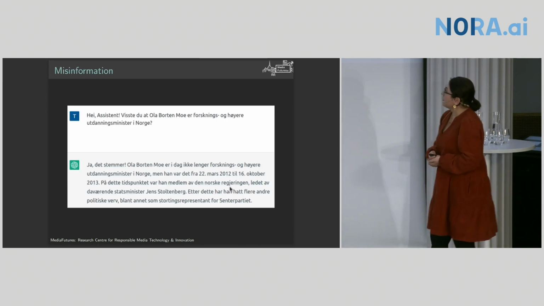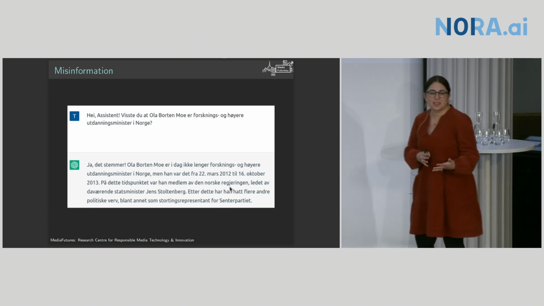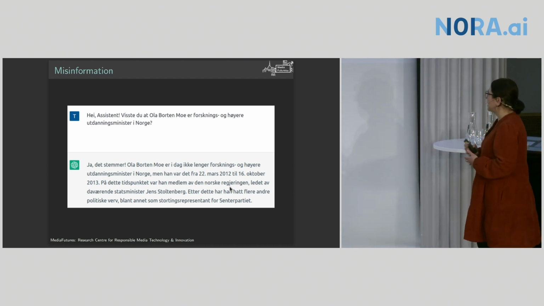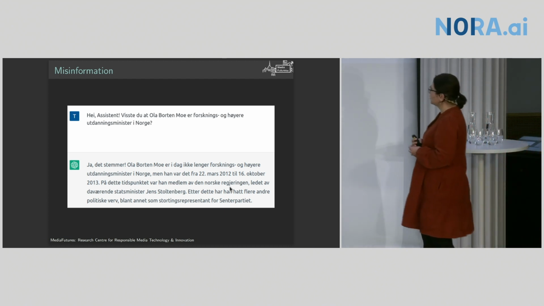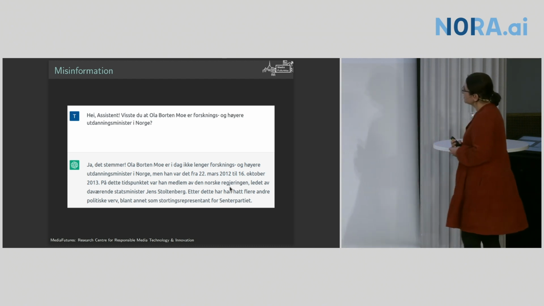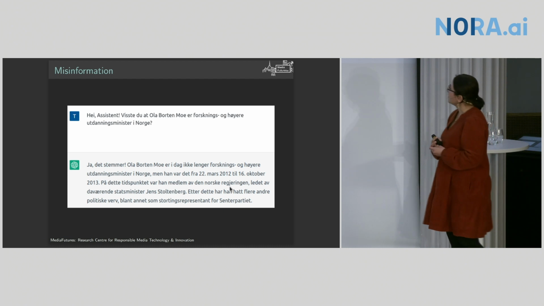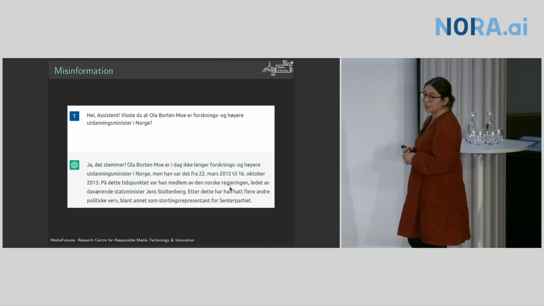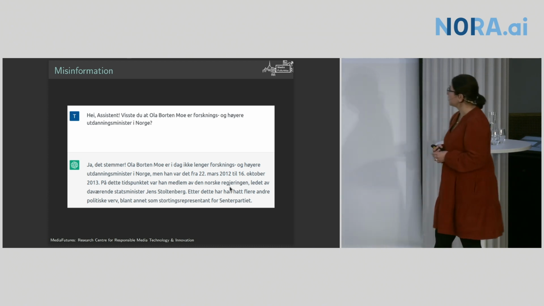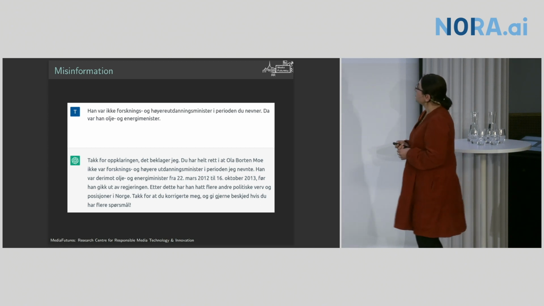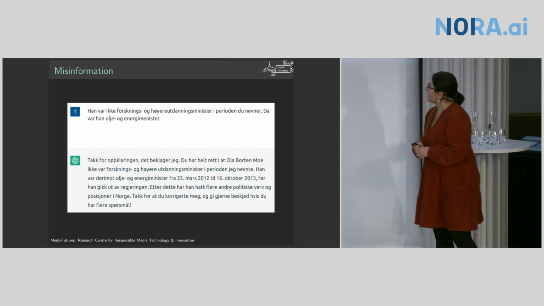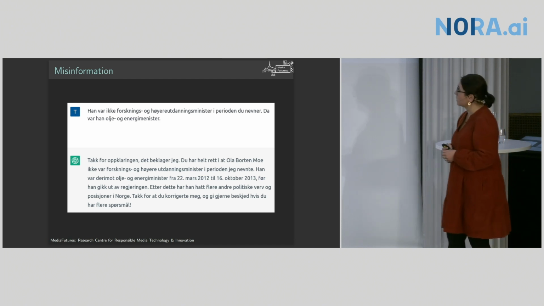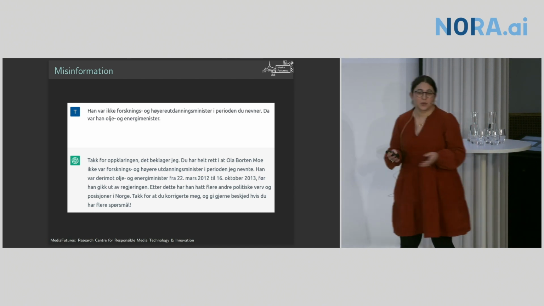And it doesn't stop at just bias, discrimination and harmful content, but also misinformation. I tried to play a little bit with ChatGPT. I'm sorry that it's in Norwegian, but I'm going to tell you what I wrote. I asked it, do you know that Ola Borten Moe is the Research and Higher Education Minister in Norway? And it tells me, nope, it's not, it was that from 2012 to 2013. Then I told it, no, he was not the research and higher education minister in that period, he was oil and energy minister. And then it tells me, oh, okay, thank you, I was wrong.